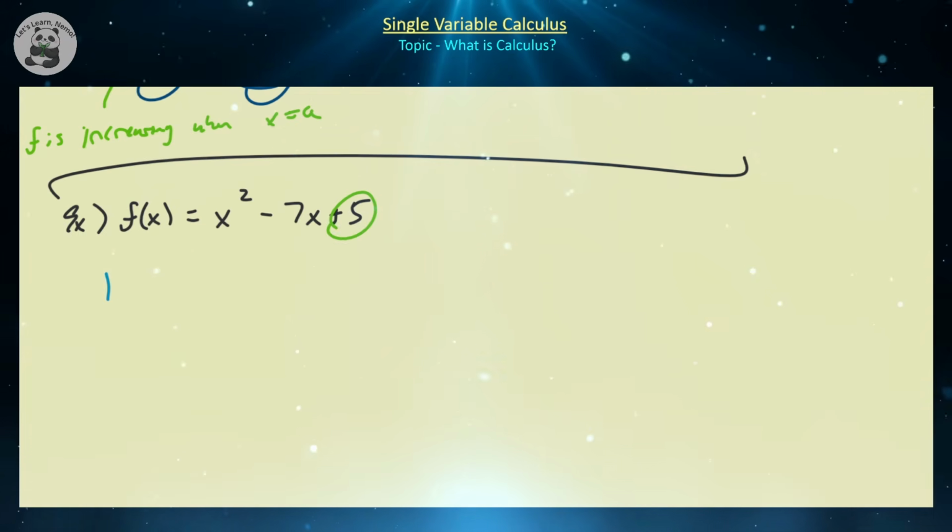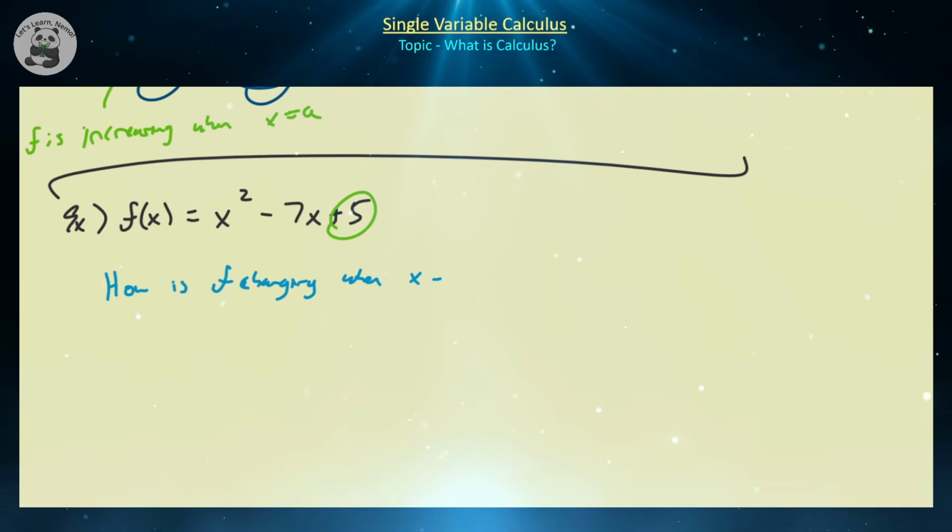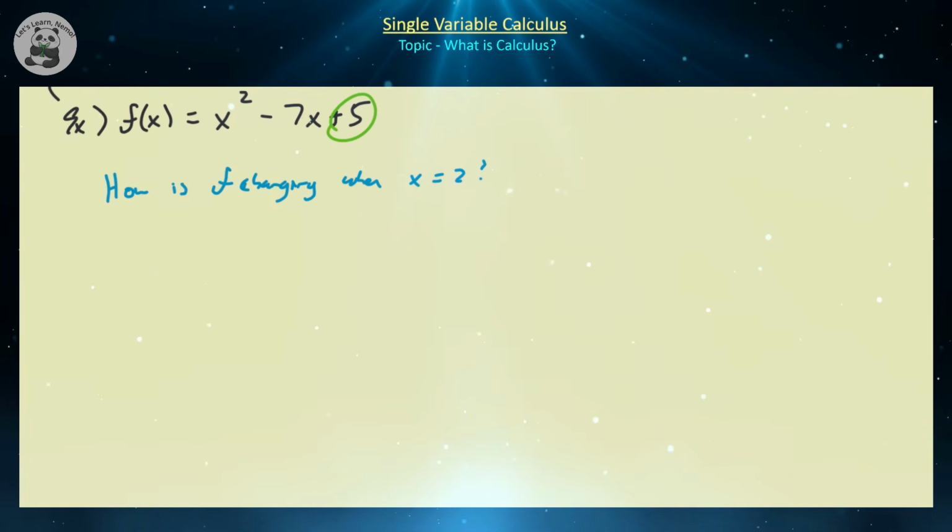So let's assume our goal is to answer the question, how is f changing when x is equal to 2? That is, is f increasing when x is equal to 2? Is f decreasing when x is equal to 2? Or does f, for example, have a maximum or minimum when x is equal to 2?